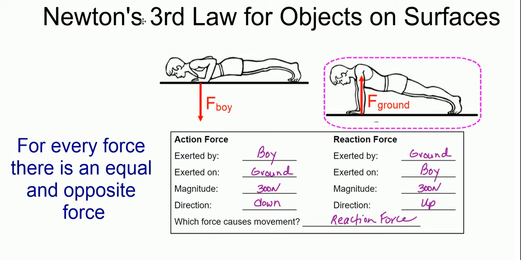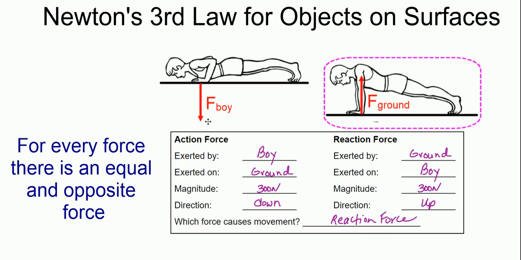Before I say anything about Newton's third law with objects sitting on surfaces, let's review this example I think we've seen in a previous video. Now Newton's third law says for every force there's an equal and opposite force. So here we have the boy lying here and he pushes down to do a push-up. So the force of the boy is down. That's our action force, boy on ground. It was 300 newtons and the direction was down, wasn't it?